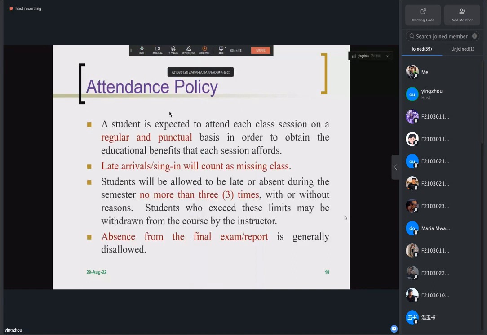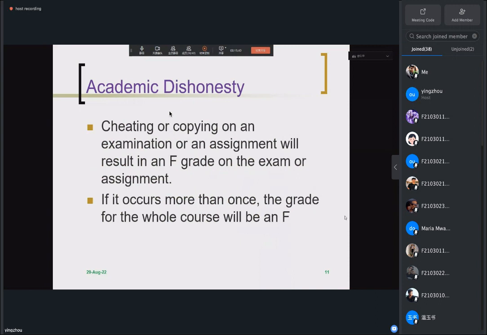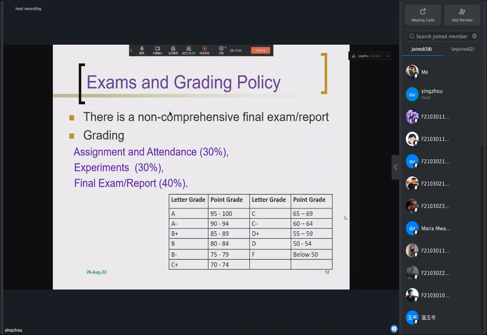Next, we discuss our course requirements. The first is sign-in, or attendance, during the online time. You should have enough sign-ins. We also have a final report and experiment reports, which you will submit in the DingTalk group. Sometimes we will publish the assignments, experiments, or final report in the DingTalk group. Please pay much attention to this: you cannot copy or cheat. Here is about the ratio.